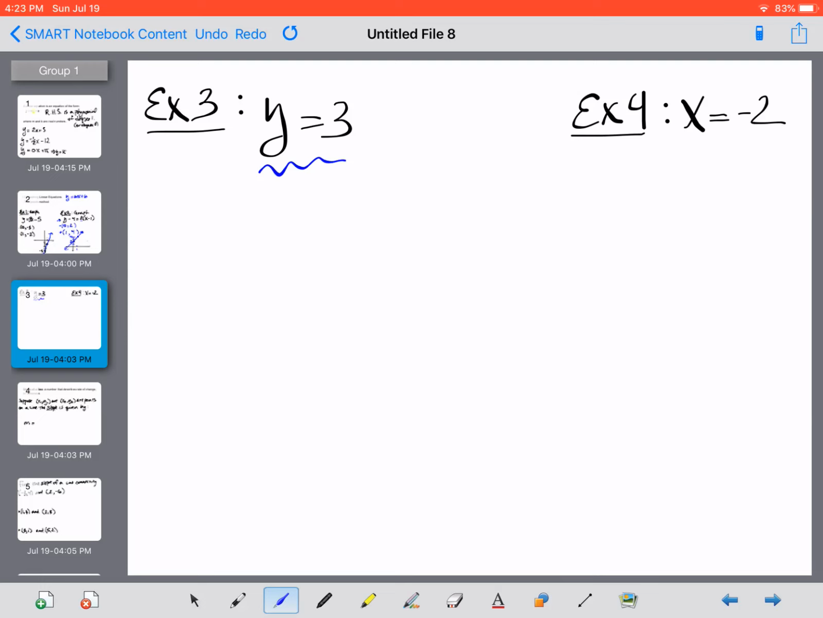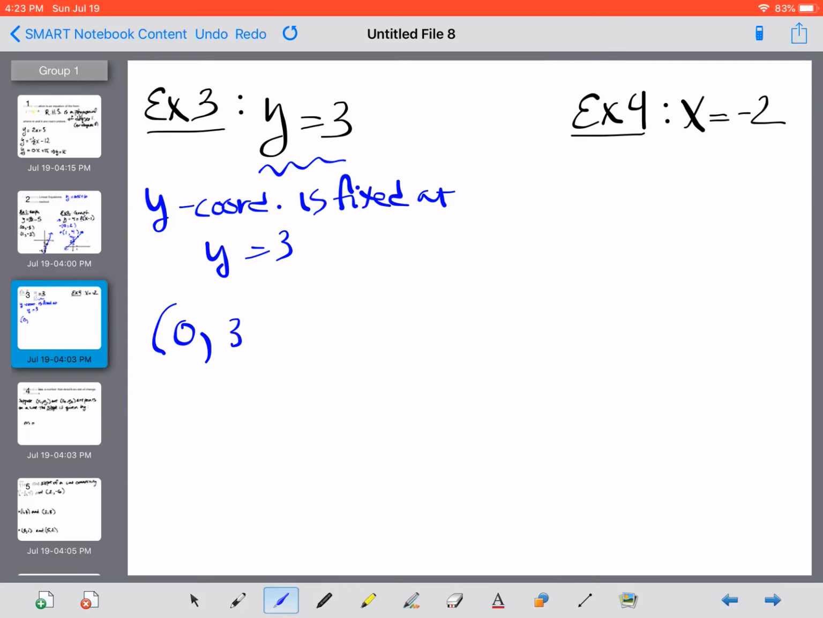It doesn't matter what your x coordinate is because the y coordinate of every point on this graph is fixed at y equals 3. So it's actually really easy to find points on this line. Just pick any x value you want. The y value is always 3. (0, 3), (1, 3), (12, 3), whatever you want, the y value is always 3.